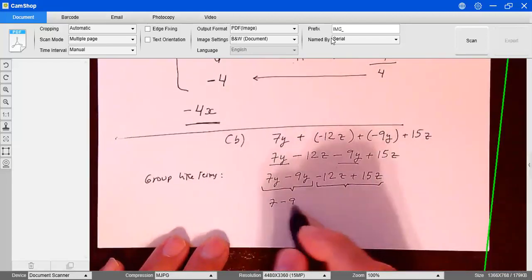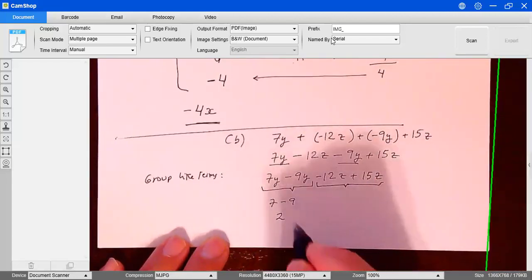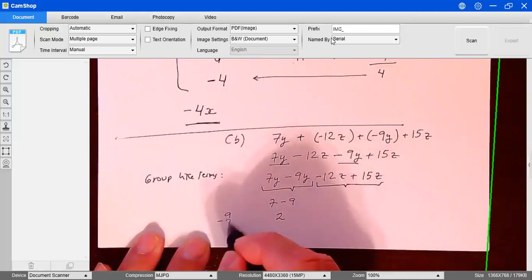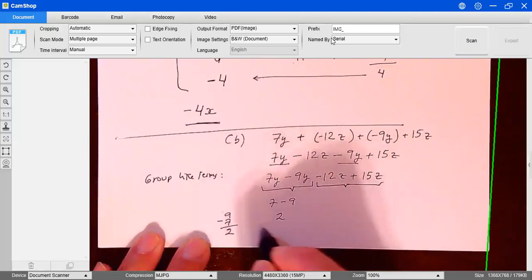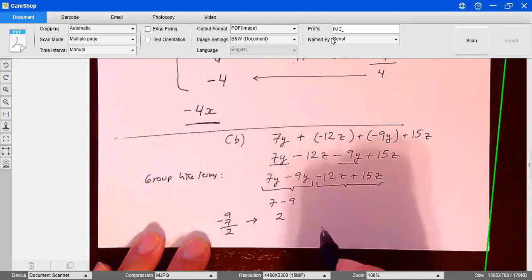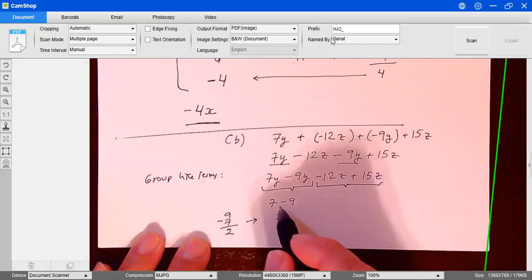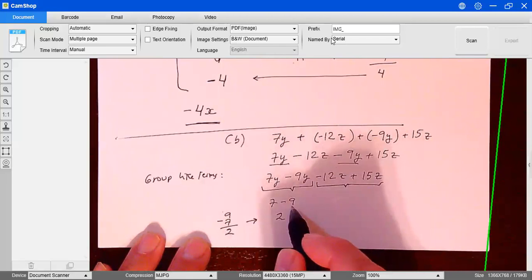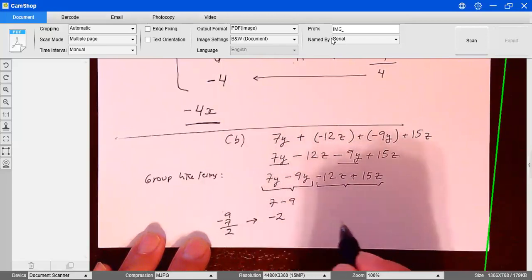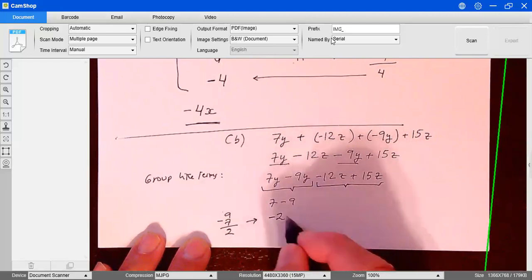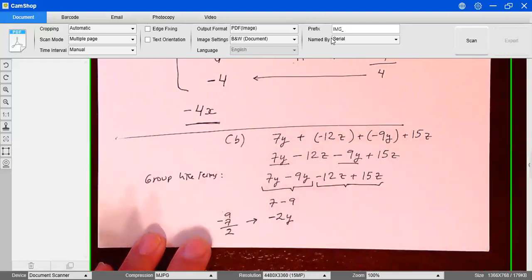The difference of 9 and 7 is just 9 minus 7, which is 2. So you write 2, and then you keep the sign of the number with the greatest absolute value. This is the number with the greatest absolute value, so you're going to write negative 2. And finally, you are working with y, so you're going to write a y here.